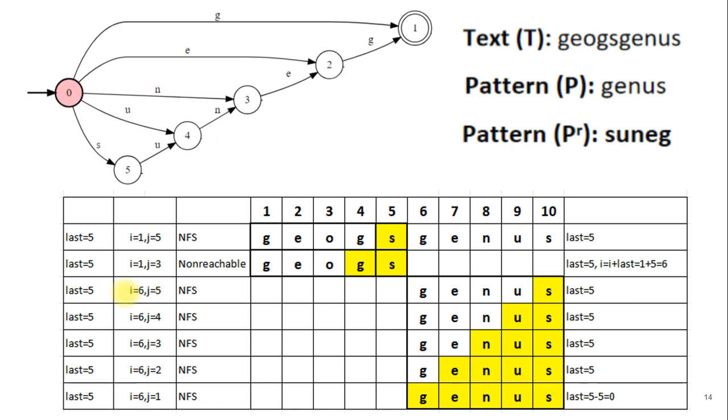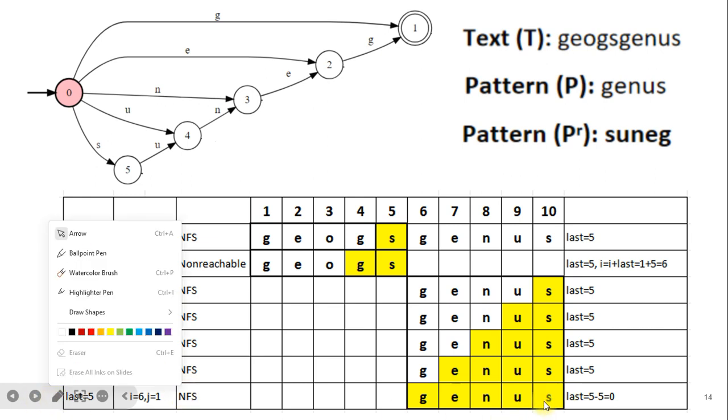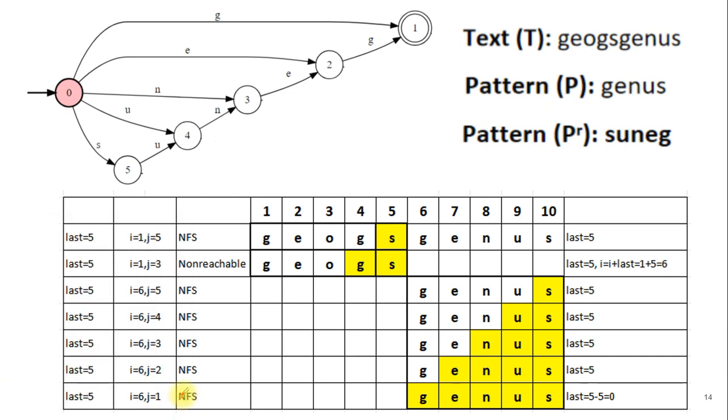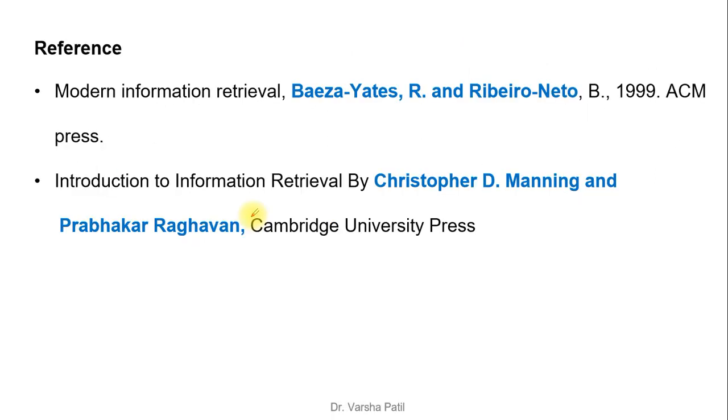Now I will start with the sixth, so from 6 we keep the next 5 characters. Here, non-reachable, 1, 2, 3, 4, 5. Sorry, this is a final state, just to make the change, because SUNEG is a final state. When it reaches the final state, we subtract last by 1, 2, 3, 4 and 5, and last becomes 0 and the pattern got matched. In this way the BDM algorithm works with the deterministic finite automata of the pattern. These are the references for the video. Thank you.